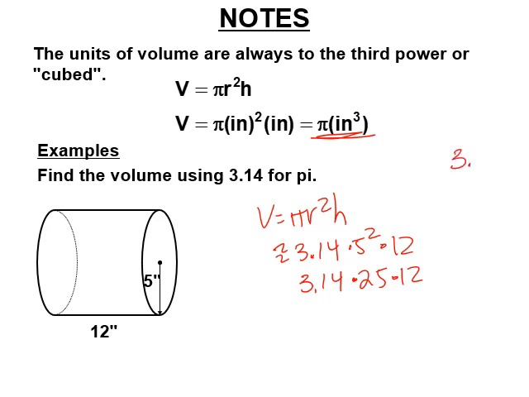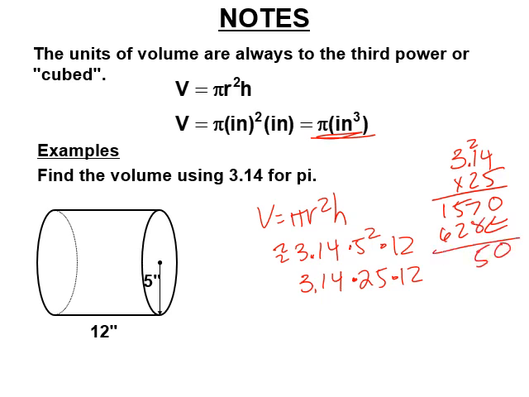So let's do 3.14 times 25. 4 times 5 is 20. 7, 15. And you're going to get a 6, 2, and 8 here. And we move the decimal twice, and we get 78.5, right?